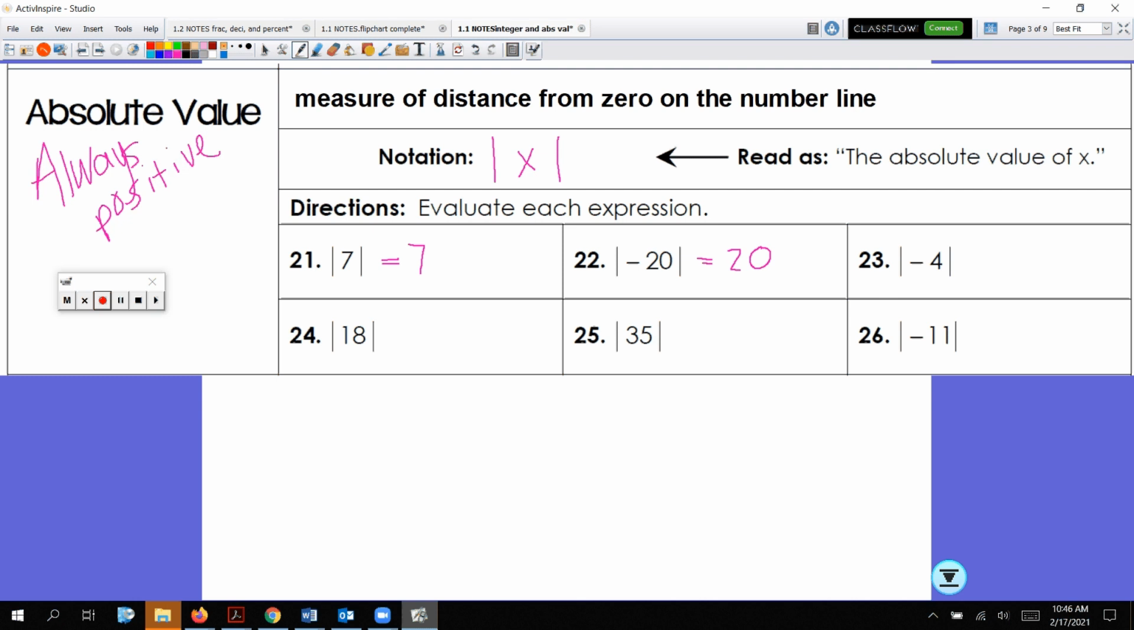So if you are just looking at integers and absolute values, no matter what the integer is, it's always going to be positive. All right, so number 23, the absolute value of negative 4 is 4. Number 24, the absolute value of 18 is 18. 25, the absolute value of 35 is 35. And number 26, the absolute value of negative 11 is just positive 11. Okay, so it's a measure of distance from 0 on the number line.